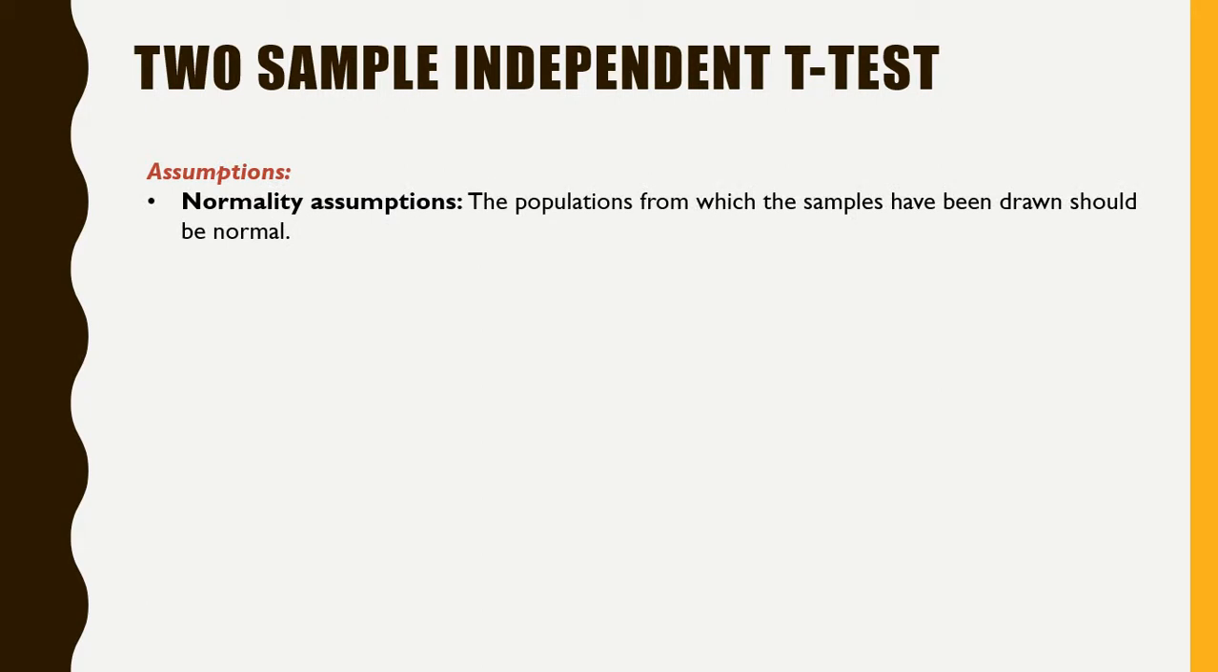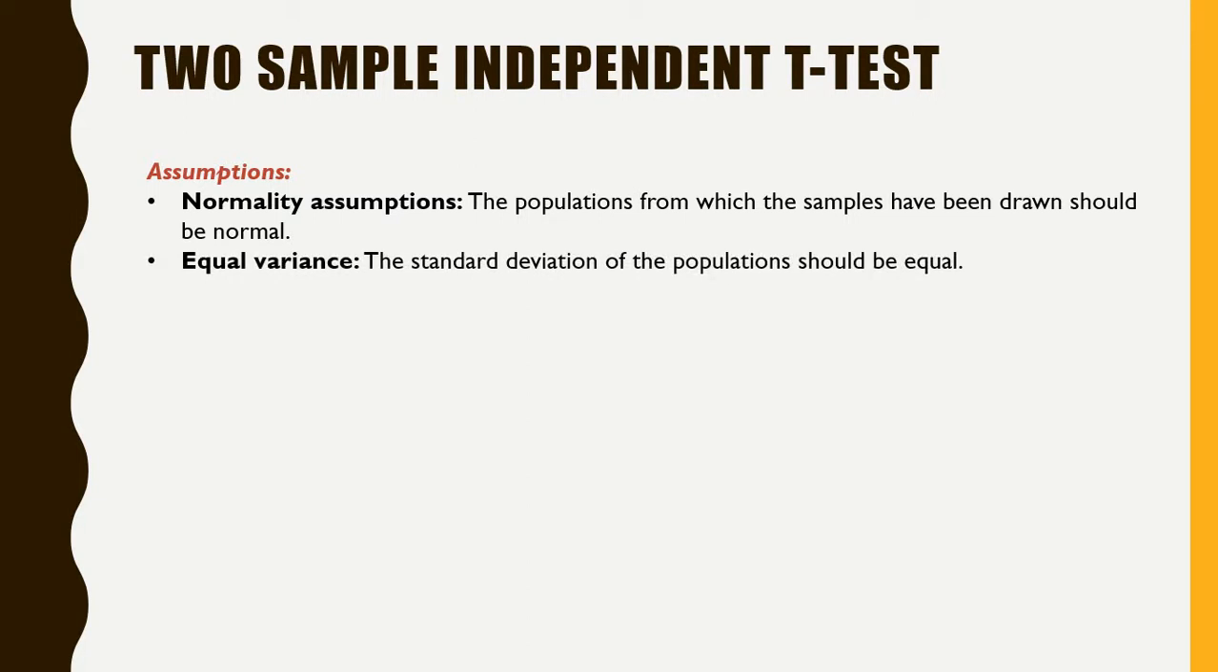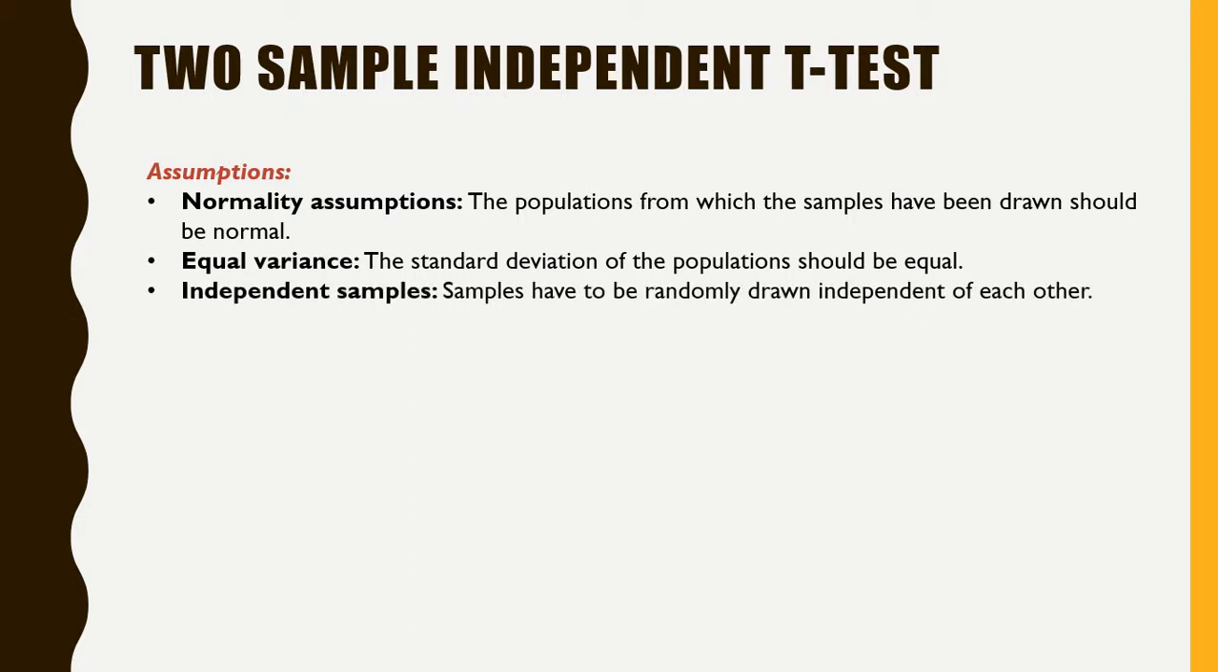The first assumption is the normality assumption, that is, in the two sample independent t-test we assume that the population from which the samples have been drawn should be normal. Then there is the assumption of equal variance, that is, the standard deviations of the populations should be equal. And finally, the samples have to be drawn randomly and have to be independent of each other.